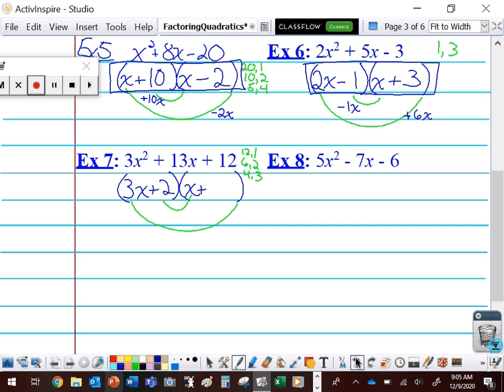Okay, so we only have one more pair to use. So let's try 4 and 3. On the outside, 3x times 3 is 9x. On the inside, 4 times x is 4x. And my c term is positive, so I need to add 4x and 9x, and that gives me 13x. So this is the factoring we want.